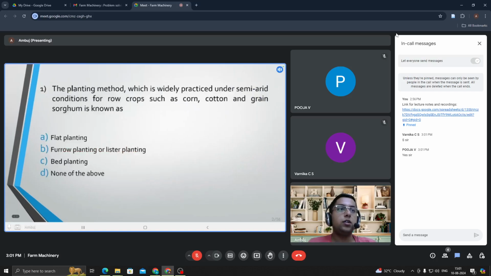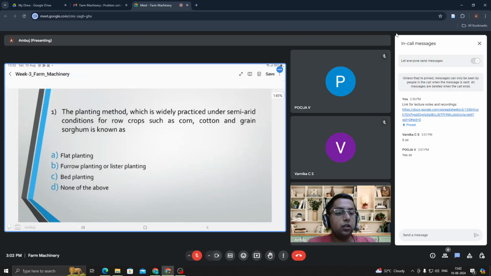Try to answer this particular question. The planting method, which is widely practiced under semi-arid conditions for row crops such as corn, cotton, and grain sorghum, is known as flat planting, furrow planting or lister planting, bed planting, or none of the above. One keyword is there, which is semi-arid conditions. Always look for these types of keywords in the question. It will help you a lot to answer the questions.